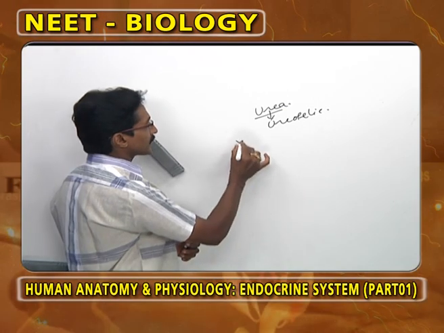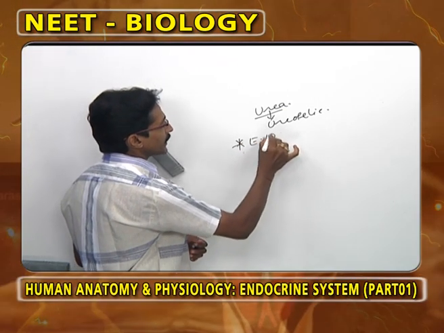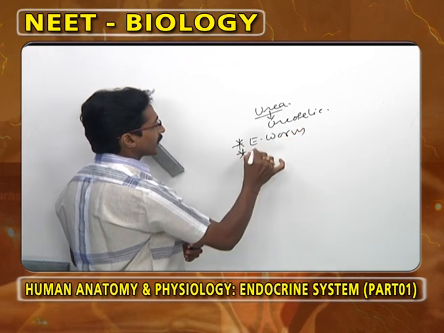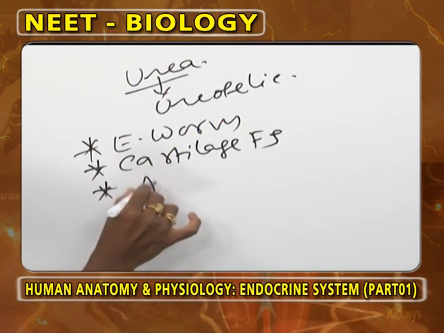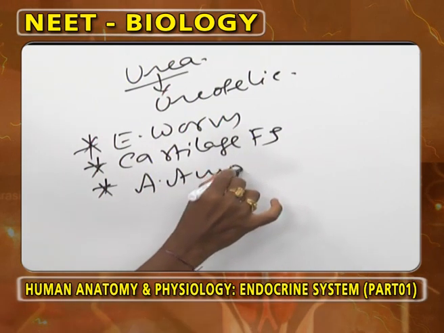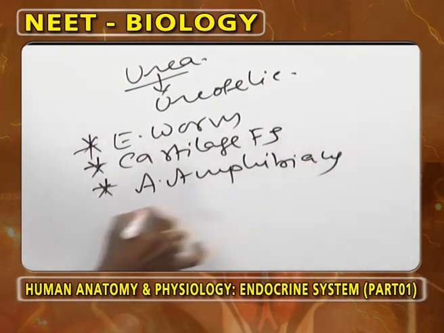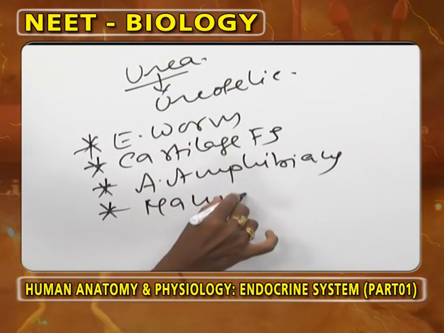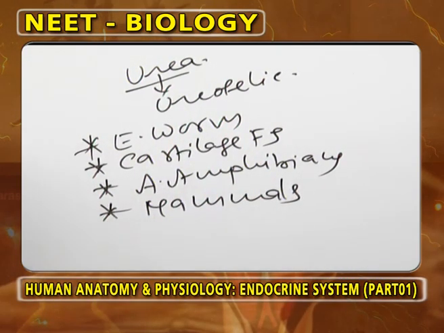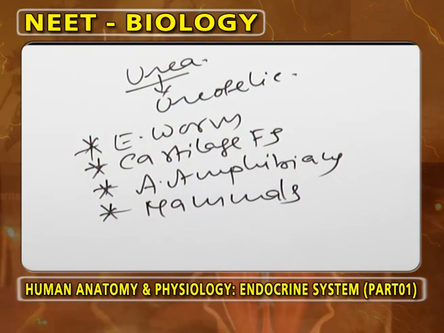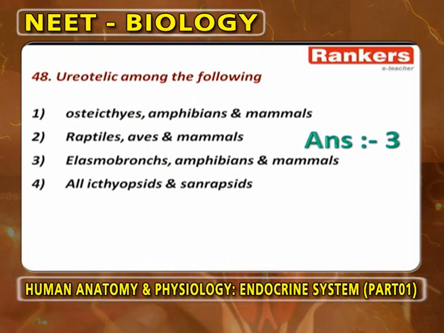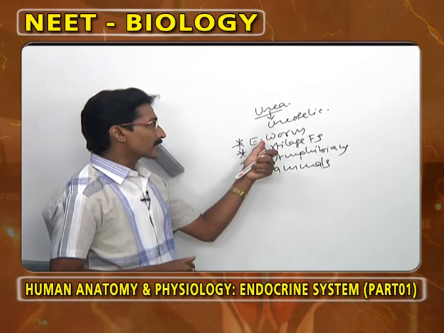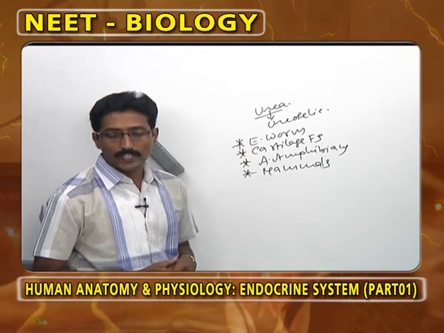What are the examples of ureotelic animals? One example is the earthworm, the second is cartilaginous fishes, the third is adult amphibians, and the last example is all mammals. All these animals excrete urea. Among the given examples: elasmobranchii or cartilaginous fishes, adult amphibians, all mammals, and earthworm. Now go for the next question.